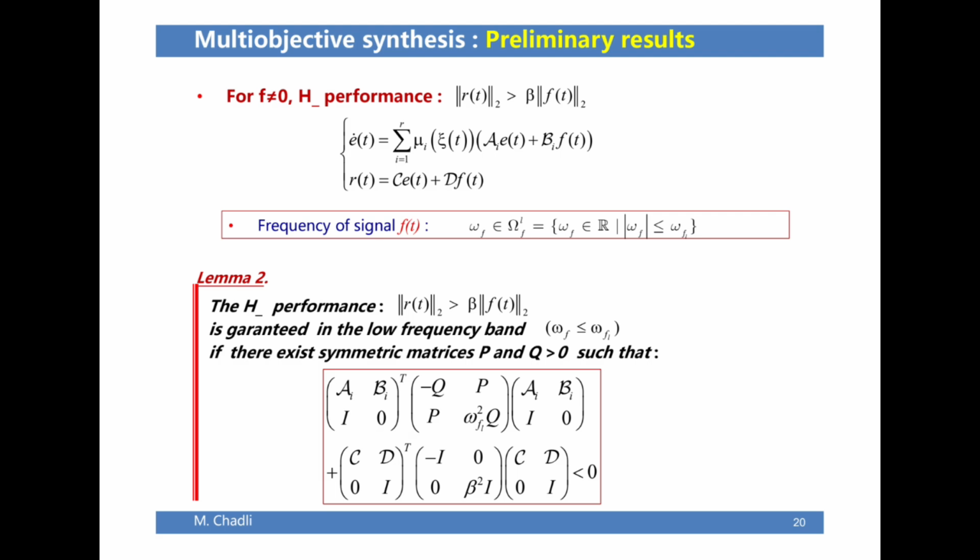as presented before, and the H-minus performance is guaranteed also in the low frequency band if there exist symmetric matrices P and Q such that the following elements hold. And you can see here that the LMI condition depends on the frequency omega FL. As before, for the H-infinity performance, the LMI conditions depend on the frequency of the disturbance signal D, omega D1 and omega D2, because omega D1 DC depends on omega D1 and omega D2. Okay?